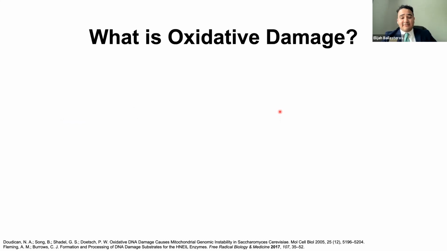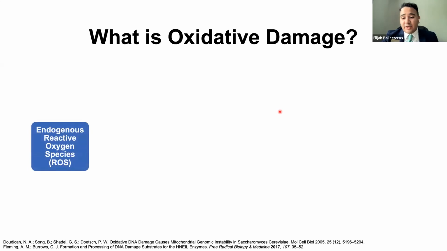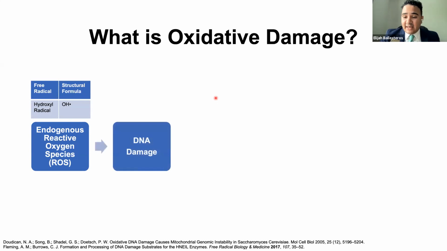So what is oxidative damage? Oxidative stress on DNA can come from endogenous reactive oxygen species that are products of daily cellular metabolic pathways. ROS are in the form of free radicals. In this example that I have listed, hydroxyl radical is there. ROS then leads to DNA damage.